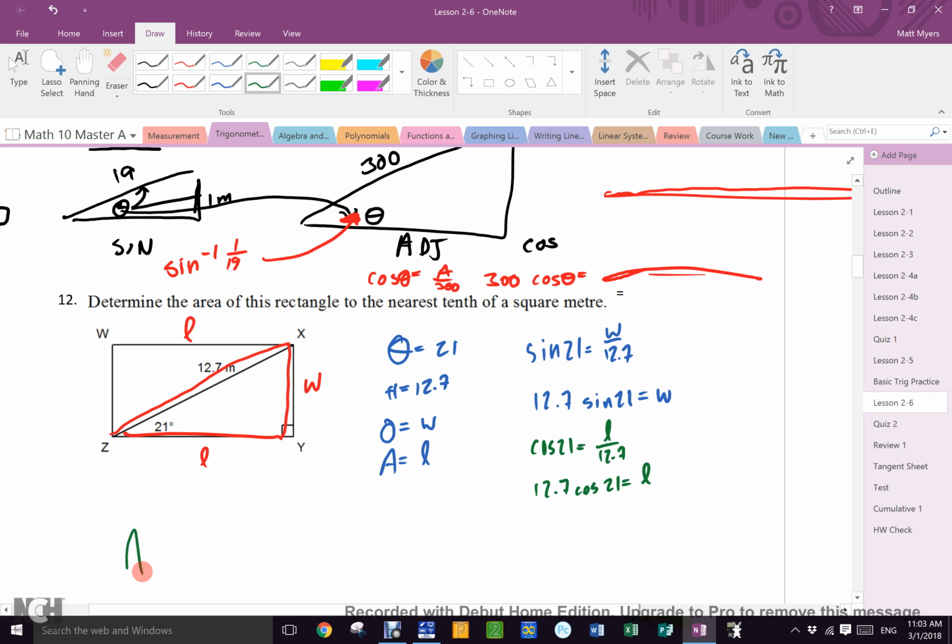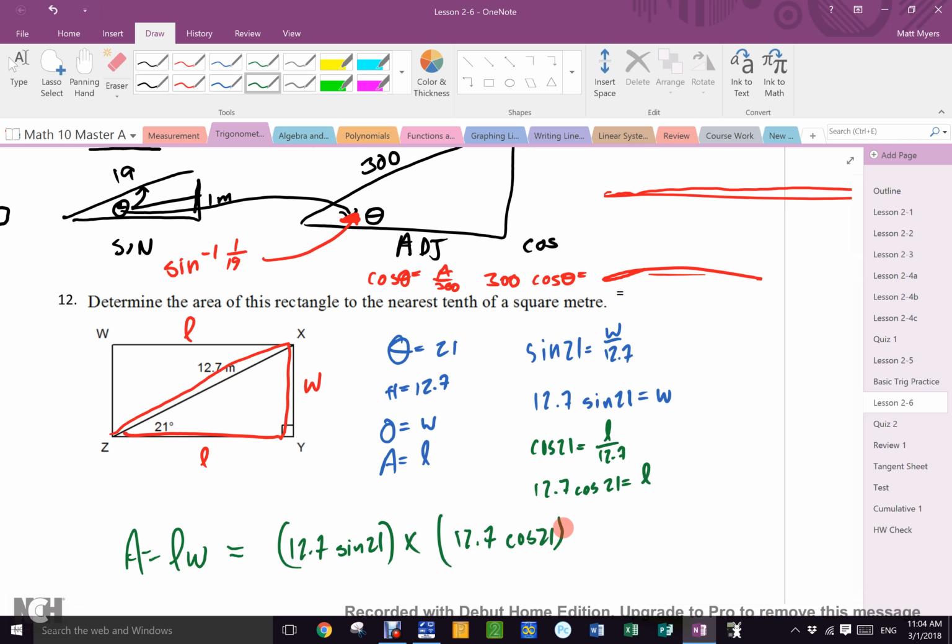Area. Isn't area L times W? Well, I don't go to my calculator. All of a sudden I've got it, don't I? What's W? 12.7 times sine 21. There's W. Times, what's L? 12.7 times cos 21. Now I only need to go to my calculator once. Why is that a good idea? Less rounding and less chances to hit a wrong button.